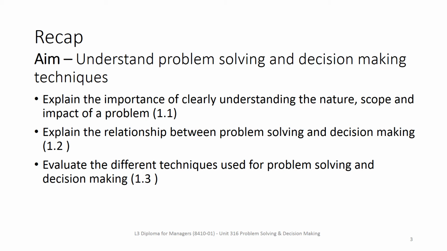Right then, let's recap on what our aims and objectives were. We said our aim was to understand problem solving and decision making techniques. Through the session, we looked at explaining the importance of clearly understanding the nature, scope and impact of a problem. We talked about that at the beginning, the basis of understanding what we're going on about. We talked about the relationship between problem solving and decision making, and we looked at some different techniques for both. Hopefully we've covered enough for you to complete the activity, which we'll move on to now.